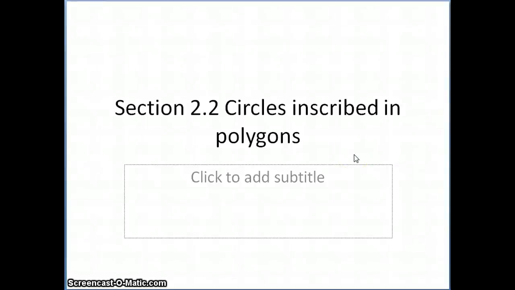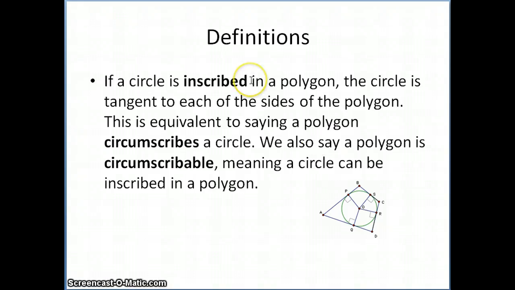Section 2.2, Circles inscribed in polygons. In the last section, we talked about a polygon inscribed in a circle. So in this section, we talk about the other way. So first, look at the definition.